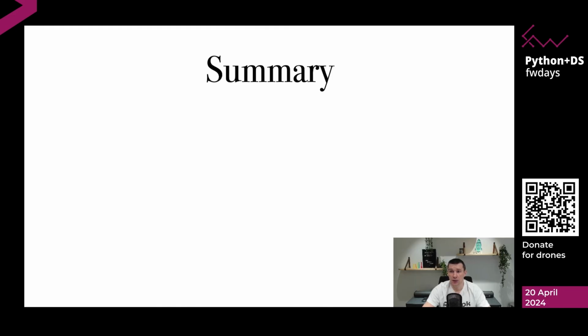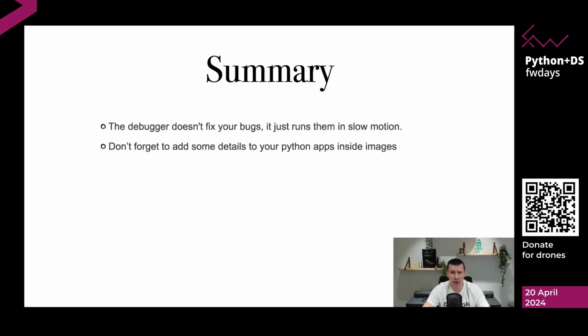So to not overload you, let's just summarize what we discussed. First, the debugger does not fix your bugs, it just runs them in slow motion. Don't forget to add some details to your Python apps inside images, otherwise you will lose version control tracking, because usually we deploy an image with source code and there is not enough information, and we don't include the Git directory inside our images to reduce the size.